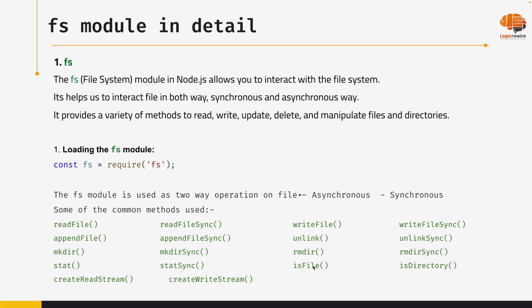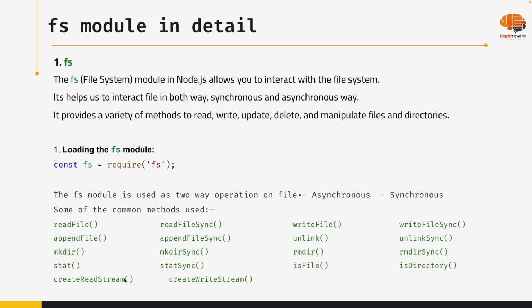Same way, there is a check for whether it is a file or whether it is a folder. Let's suppose you are writing some file name ABC, so you have to check whether this ABC is a file or whether this ABC is a folder. To check that type of thing we have isFile and isDirectory.